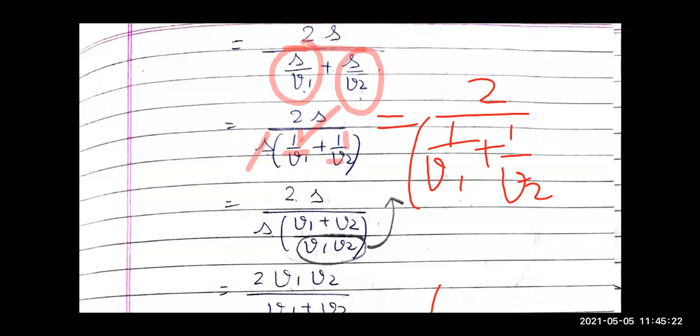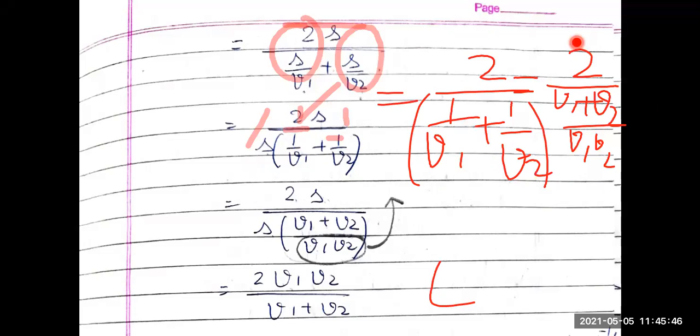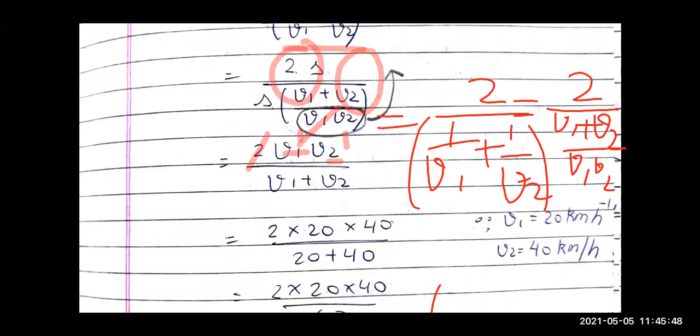Now if you take the LCM, children, LCM will be V1 V2. So here you will multiply by V2, here you will multiply by V1. So what you will get, this is nothing but it is equal to V1 plus V2 upon V1 into V2. Now this term is in denominator's denominator. So this term will go up with 2. So you will have 2 V1 V2 upon V1 plus V2, right?